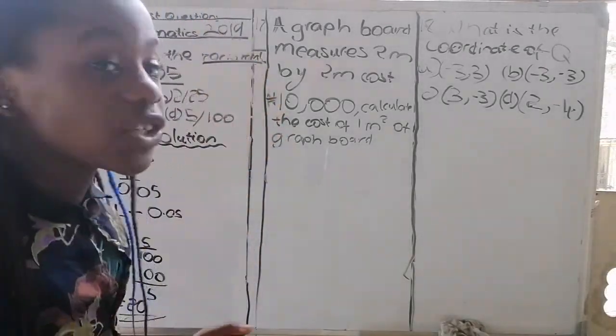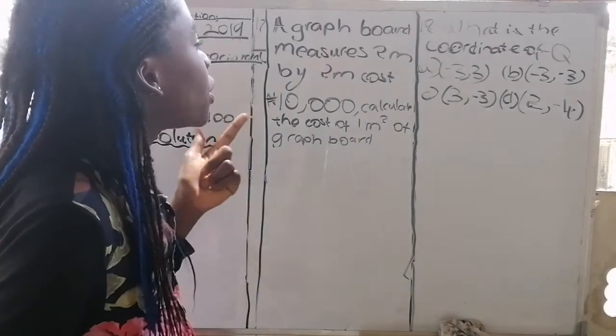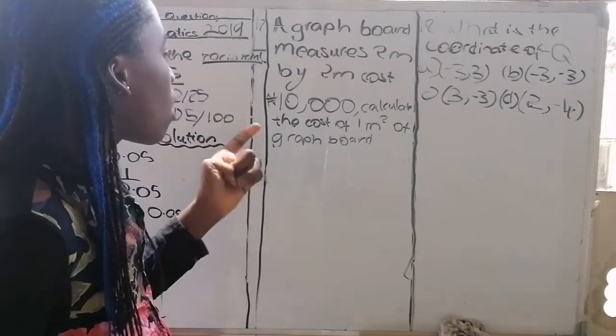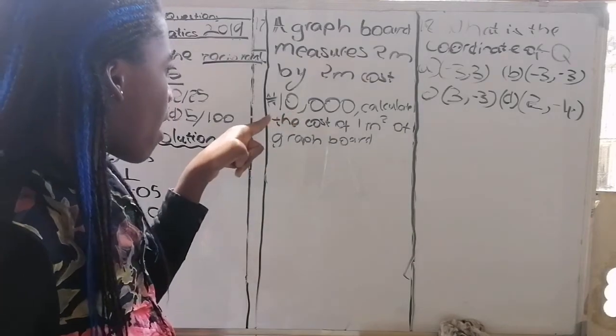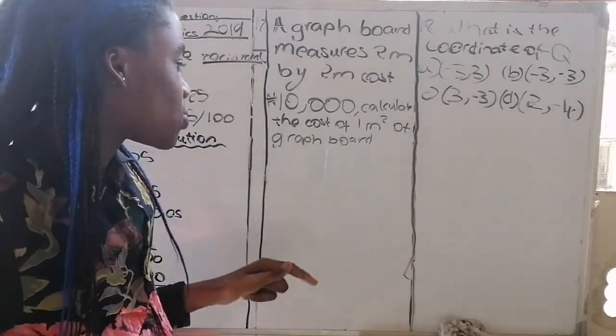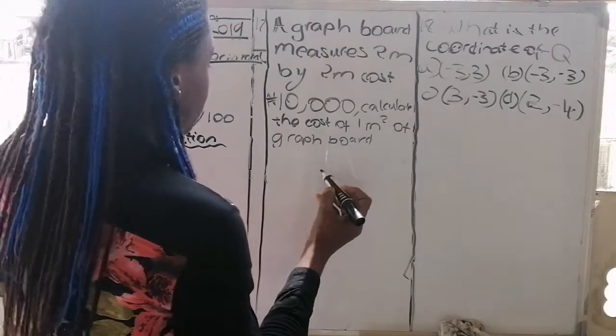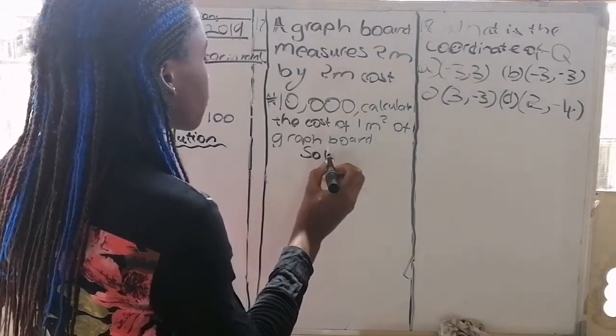Now we're moving on to question 17. A graph board measures 2 meters by 2 meters. Costs 10,000 naira. Calculate the cost of 1 meter square of the graph board. So solution.